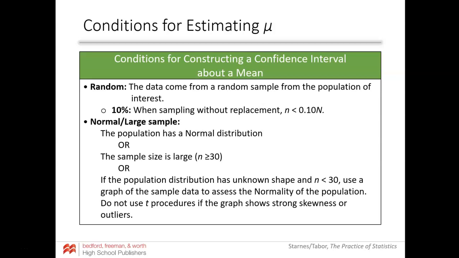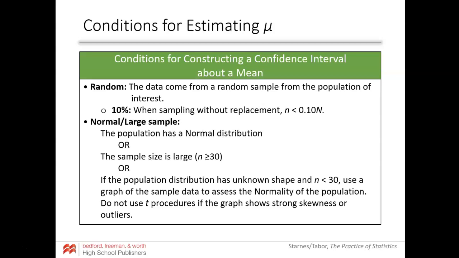So here are our conditions all on one screen. The randomization condition allows you to extend your findings to a larger population. If you're sampling without replacement, we need to satisfy the 10% condition. And then the normal/large sample conditions. Oh, I never even went over this. If the population is already normal, then you're good.